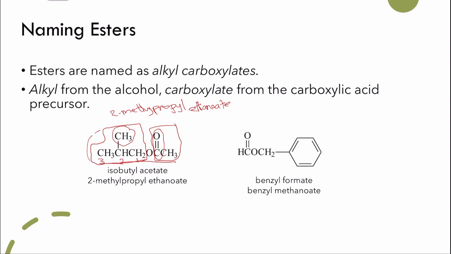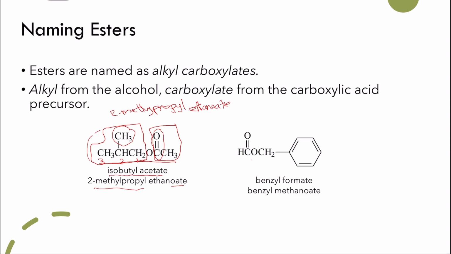To call it the formal name, it's going to be called isobutyl acetate. So we replaced the oic with ate. So now it's acetate or ethanoate, not ethanoic acid. So 2-methyl propyl ethanoate. So let's have a look at this one now.